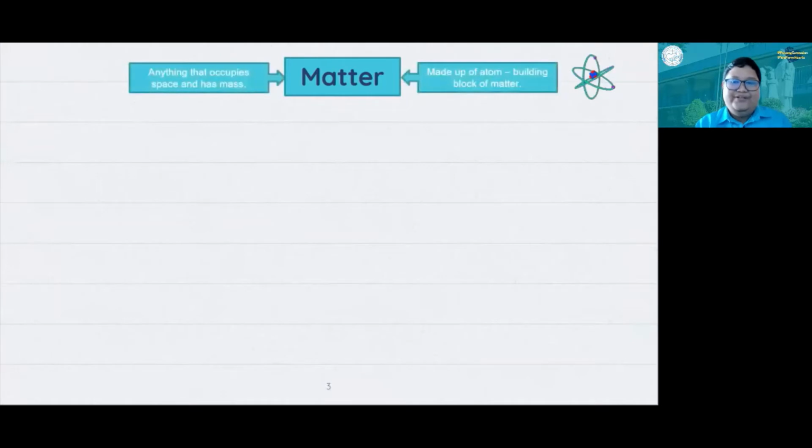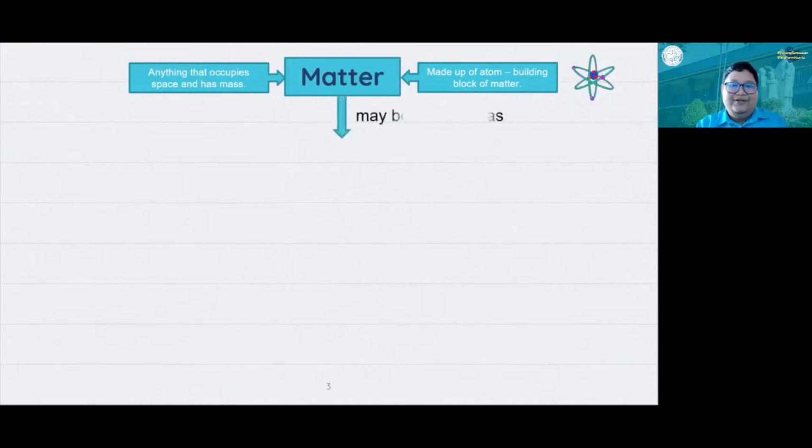So before we identify and differentiate elements and compounds, let us have a short review first of our lesson. So our unit talks about matter. And we all know that matter is anything that occupies space and has mass. Some examples include your chair, your tables, your gadgets, and everything around us as long as it occupies space and has mass. And the building block of matter is what we call an atom. So all the things that are considered matter are made up of atoms, including you as a human.